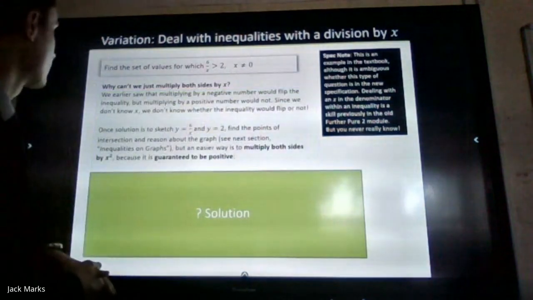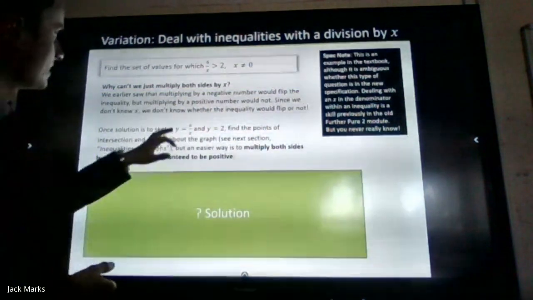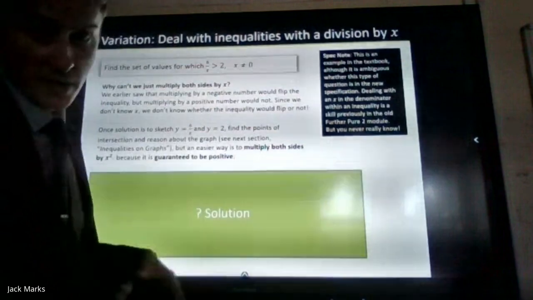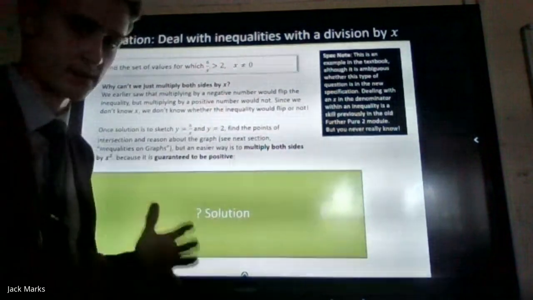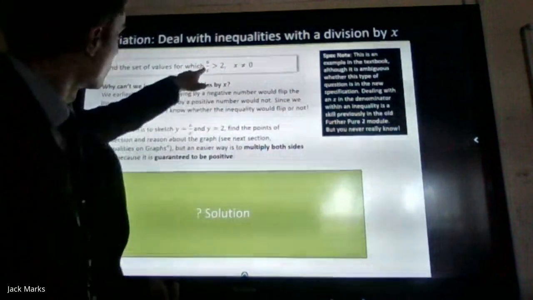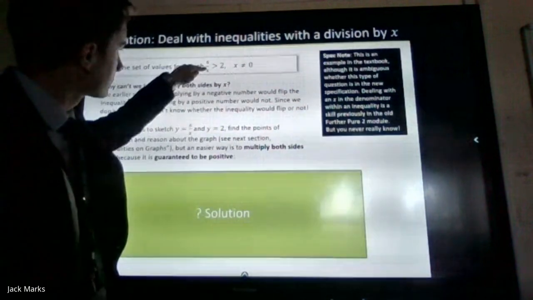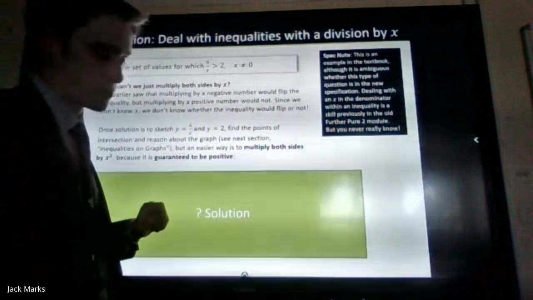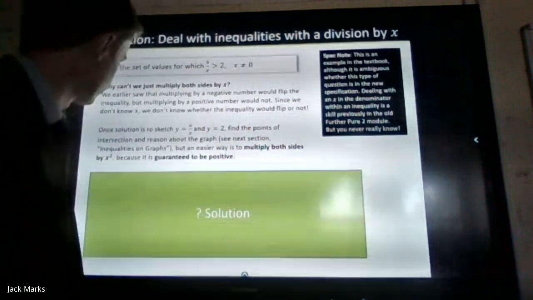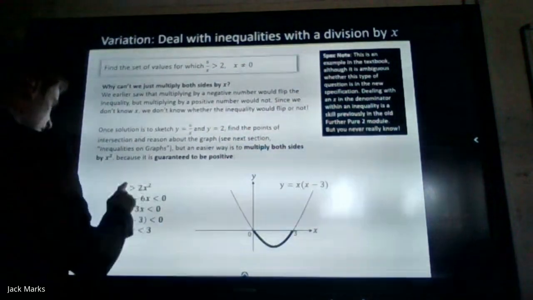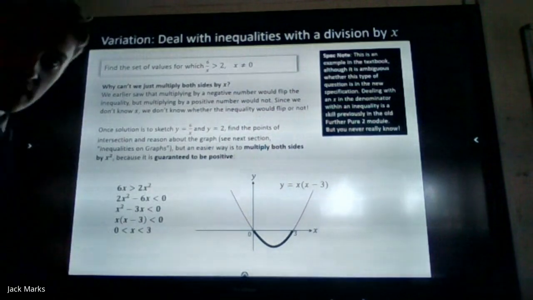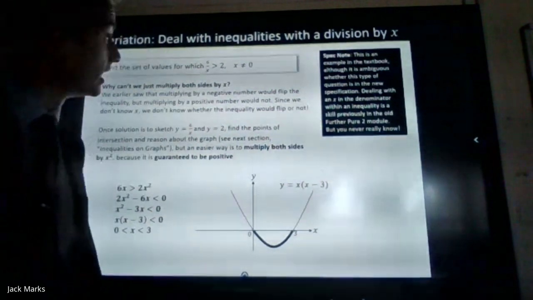So one interesting case, what we might do is, instead of multiplying both sides by x, we might multiply by x squared, because x squared is always positive, isn't it? So what would you get then? Well, you would get 6x greater than 2x squared. Okay, and that would actually turn into a quadratic like we've just been dealing with.